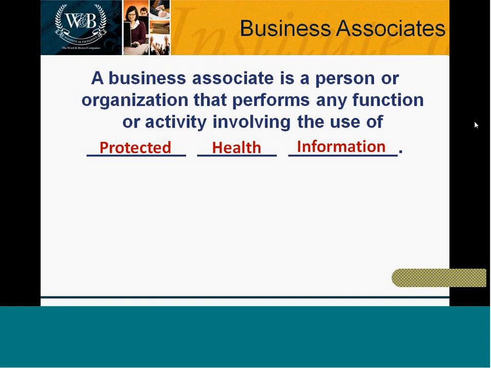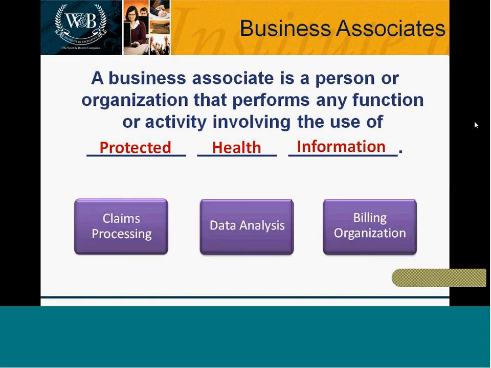So with that information here, a business associate is a person or organization that performs any function or activity involving the use of protected health information in conjunction with the covered entities. On the screen, some things that we do for our companies here at Word and Brown. Claims processing, that's part of the Nexus origin. This is going on all day long in all of our companies.